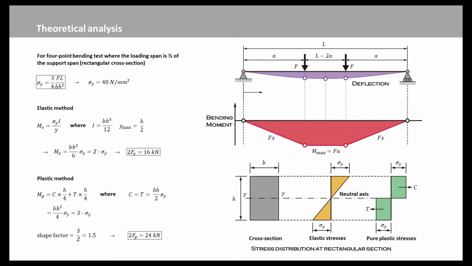According to elasticity theory, we can use the bending yield strength and the area moment of inertia to estimate the elastic load of 16 kN. According to pure plasticity theory, we can use the bending yield strength to estimate the collapse load of 24 kN.